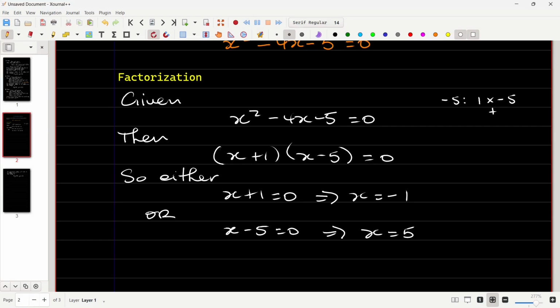All right. So this method would be most efficient when you have quadratic factors neatly factoring into integers or simple fractions. And it's quick and requires a minimal amount of calculation.